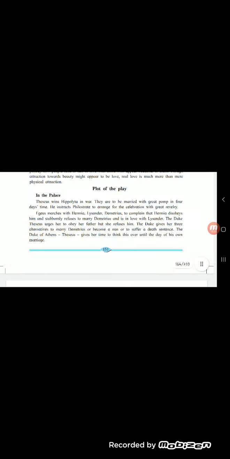I have told you before that this play has many characters and they are associated with each other in some way. And another thing you should know is that the action of the play happens at four different places. Four different places. The first part is in the palace. And you already know that Hippolyta and Theseus are going to get married. There are preparations going on.